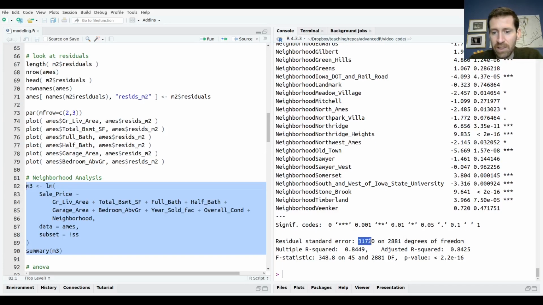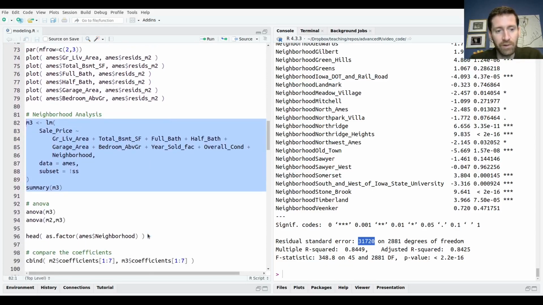And you can also see that if you look at the residual standard error, because before it was around 37,000, now it's 31,000. And before, the multiple R squared was about 78%, now it's 84%. So this model with neighborhood does a better job of predicting sale price than one without it.